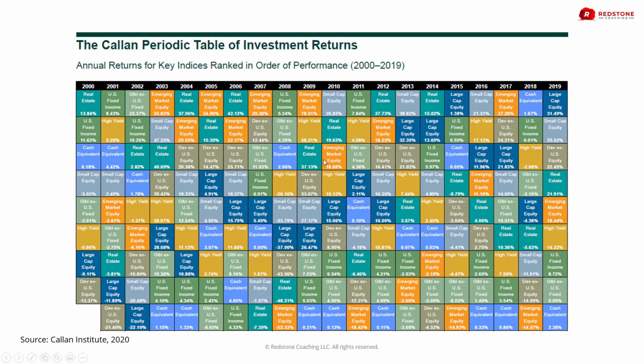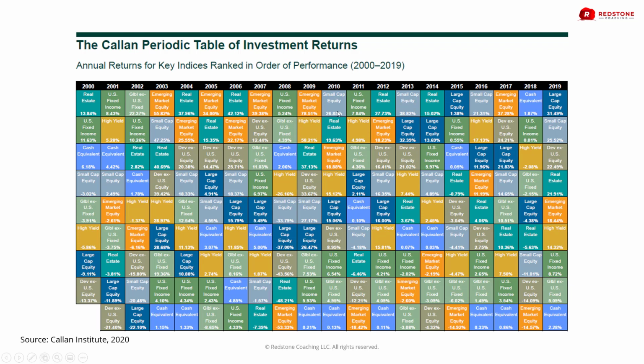As an example, you can see here in 2007, emerging market equities were up 39%. But then when the Great Recession hit in 2008, they were down 53%. What's another case? In 2008, US fixed income was up by 5%, and then up by 6%, but it underperformed all of the other asset classes.